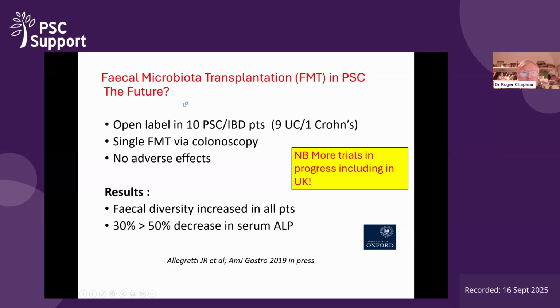This was an initial trial that came from America, a very small so-called pilot study, just 10 patients, 9 with ulcerative colitis and 1 with Crohn's disease. Via colonoscopy, they infused normal stool culture into the colon, with no adverse effects. In PSC, there's a reduced number of bacteria in the colon and an increased amount of a bacterium called Veillonella. They managed to change that with just one infusion of fecal transplantation via colonoscopy. Interestingly, by doing that they also produced a 30 to 50% decrease in alkaline phosphatase.